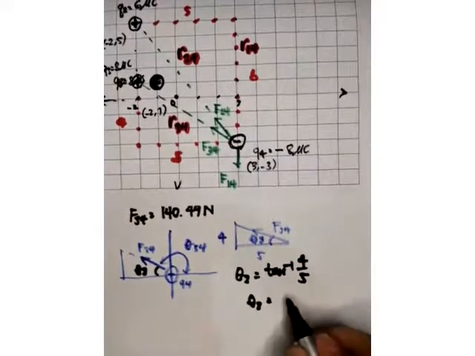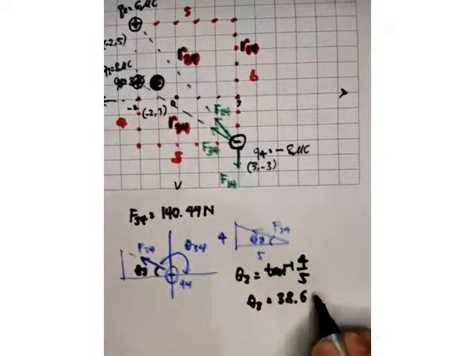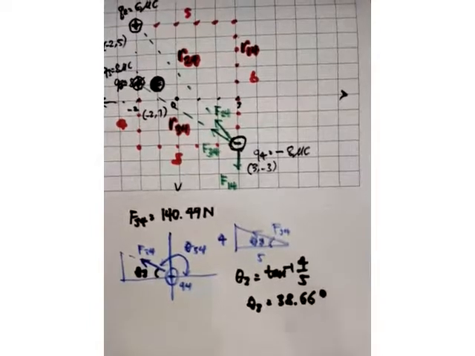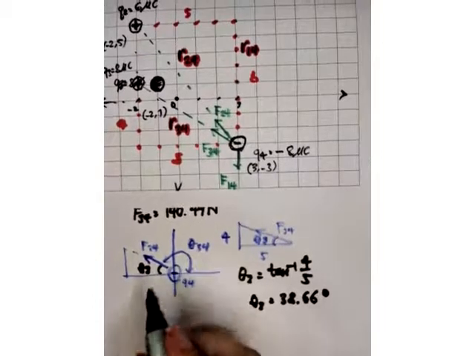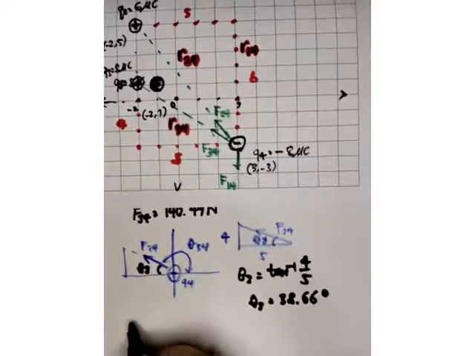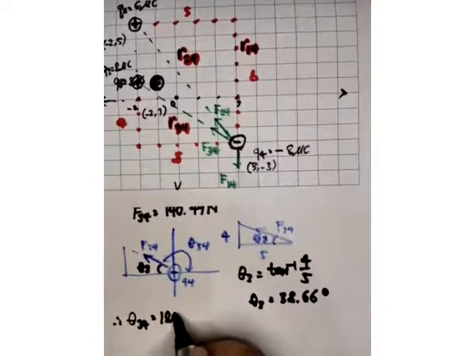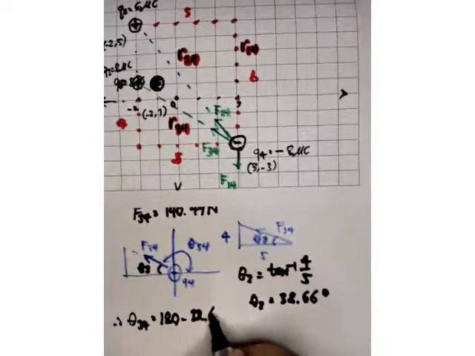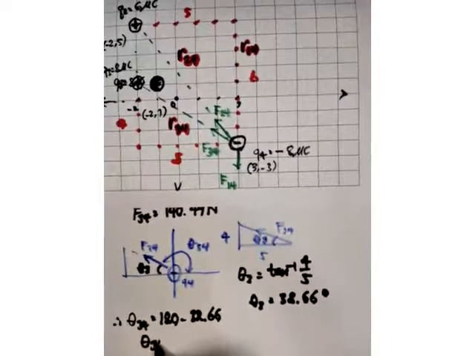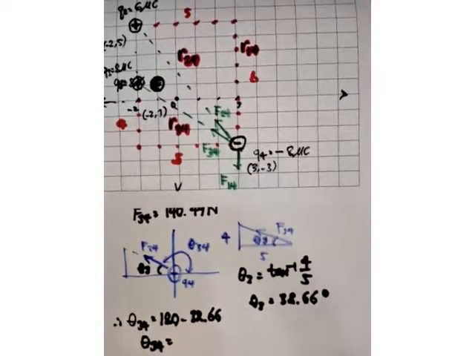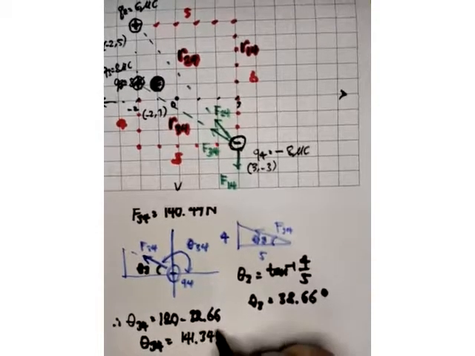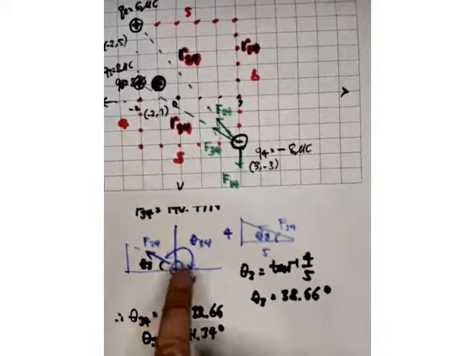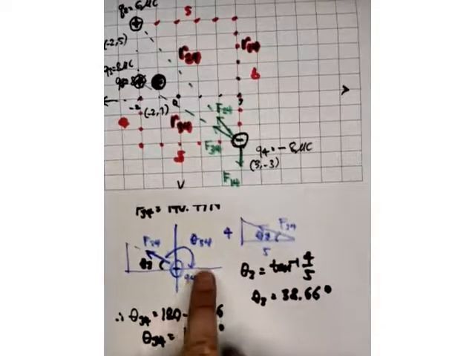Okay, 38.66 degrees. Ayan. So kailangan ko, so therefore, so since kailangan ko ay 3,4 na to, at ang alam ko itong buong to is 180. So therefore, theta 3,4 is equal to 180 minus 38.66. Okay, so that's equal to 141.34 degrees. Kasi kailangan ko is from the positive x-axis na direction.